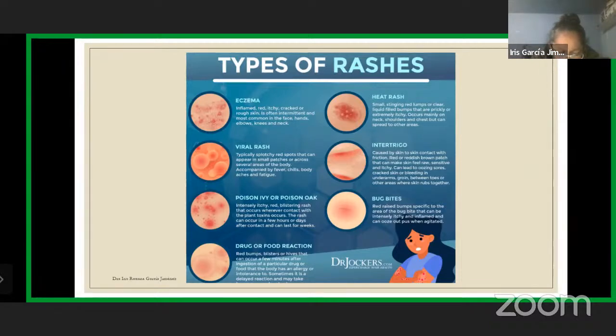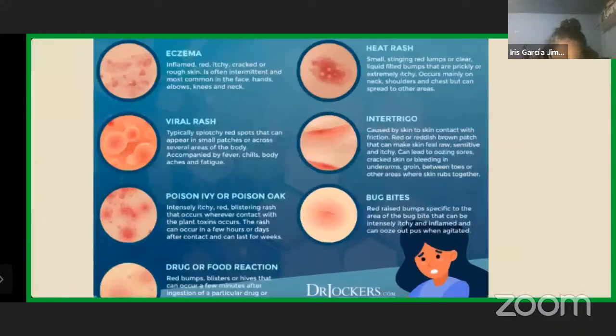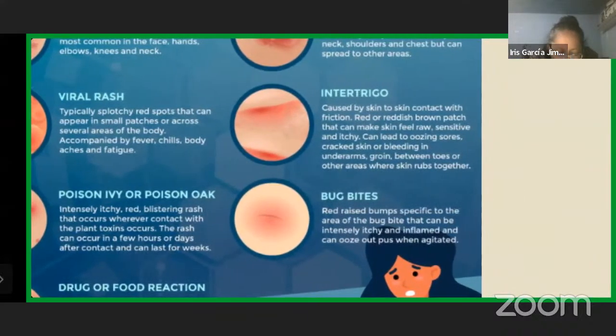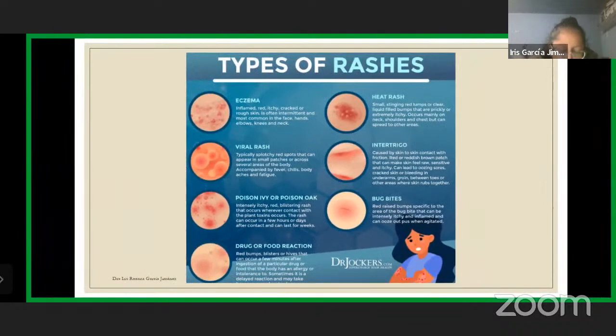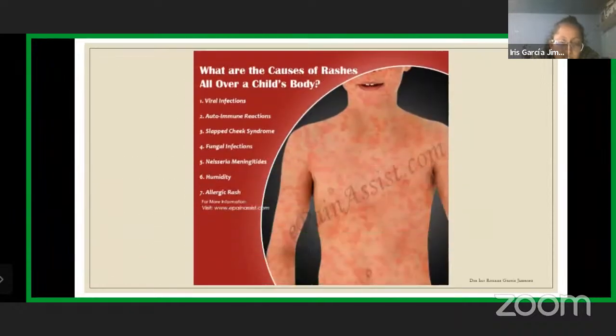For example, while reading the bug bites: red raised bumps specific to the area of the bug bite that can be intensely itchy and inflamed and can ooze pus when agitated. So you can see more vocabulary to check, to practice, and memorize. Of course, you can check it during the workshop, unless there's not too much time for talking.